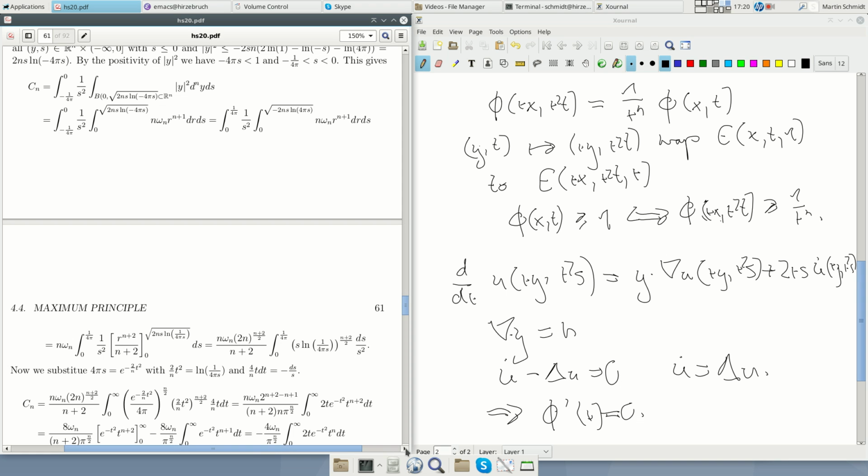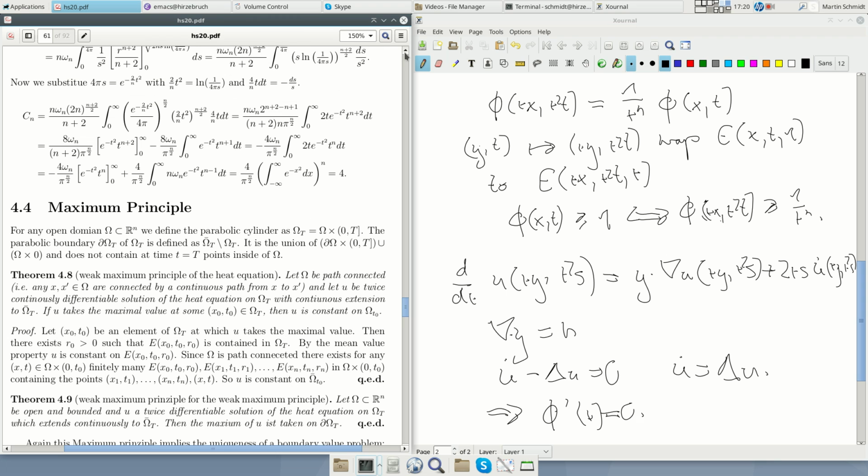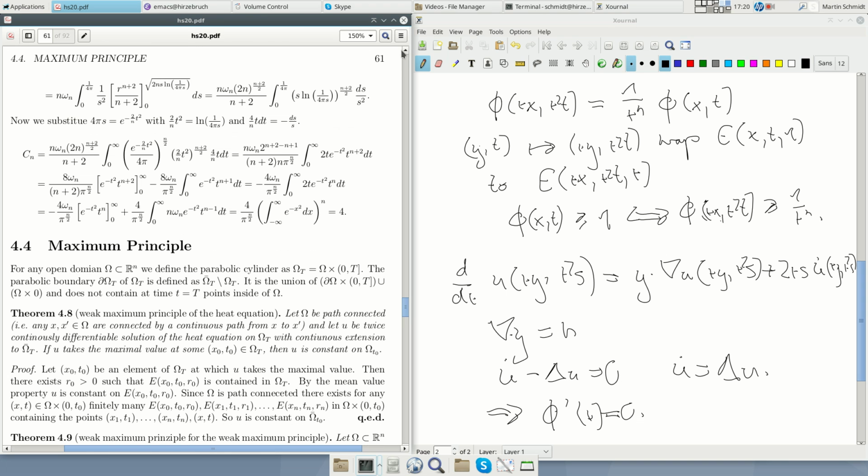And now we make a substitution. What do we substitute? Now we substitute in this integral. Instead of s, we now take a variable t as an integration variable. But since here we have this logarithm, we put this 4 pi s as the logarithm of this expression. So 4 pi s should be this expression.